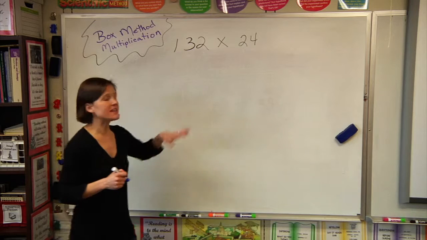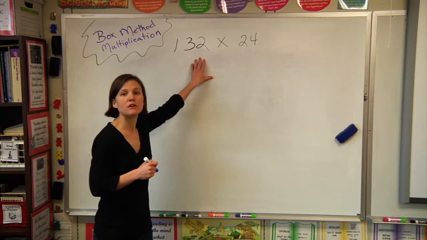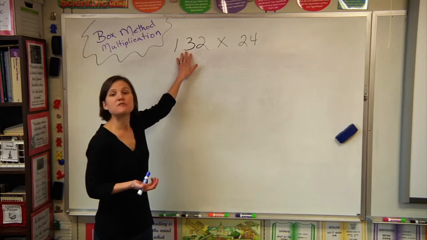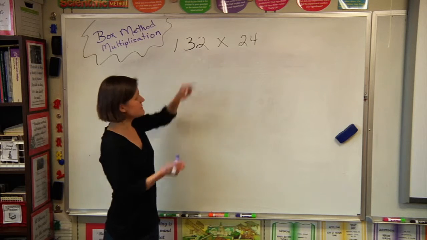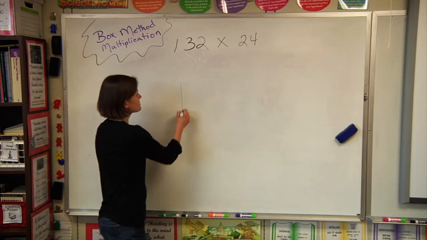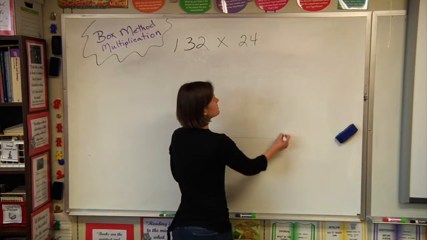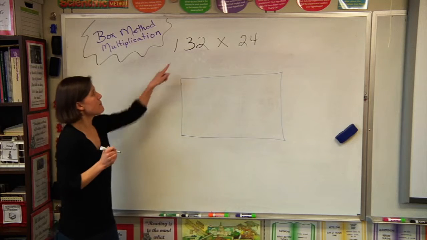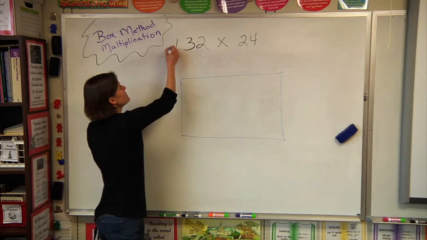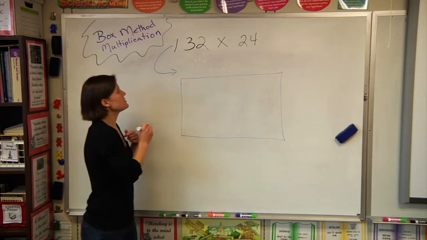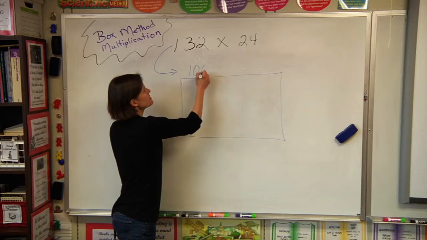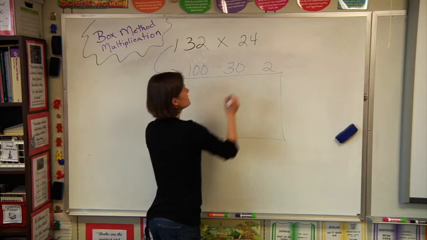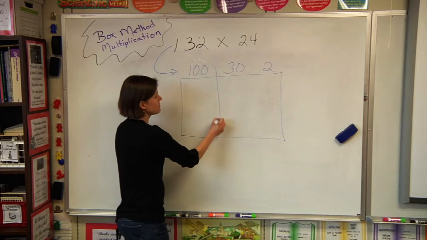So the first thing I do is I take a look at how many digits I'm working with, and that tells me how to draw my boxes. My highest number of digits is 1, 2, 3, so I know I need to draw my box large enough to accommodate 3 digits. I'm going to break up 132 into 100, 30, and 2, which is the expanded form of the number.